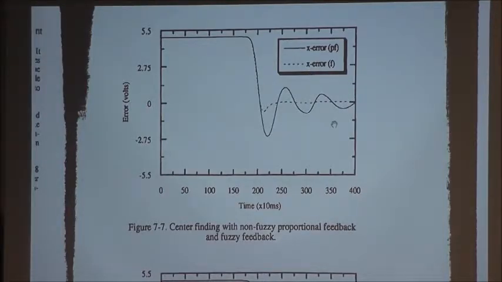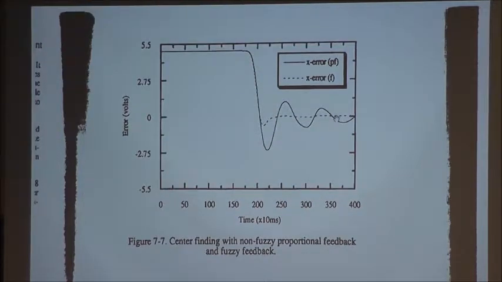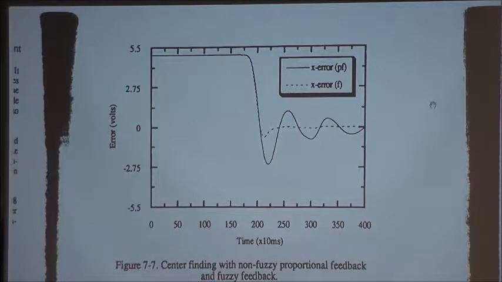Now look at this. Here you have the solid line is regular non-fuzzy control, proportional feedback, and the dotted line is fuzzy. You can see the difference? It's much better controller, much less undershoot here, much less undershoot.